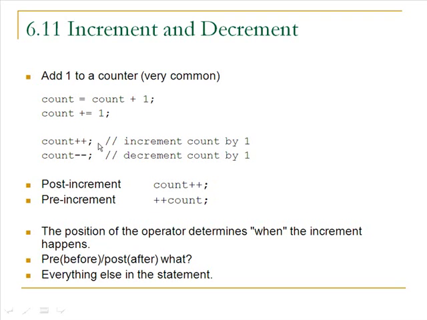These increment and decrement operators come in two flavors. It depends on where the operator is. If the operator is after the variable, this is called a post-increment operator. And if it comes before the variable, it's called a pre-increment operator. And the position of the operator impacts when the increment will happen. So the post-increment will happen after something, and the pre-increment will happen before something. Well, before and after what?